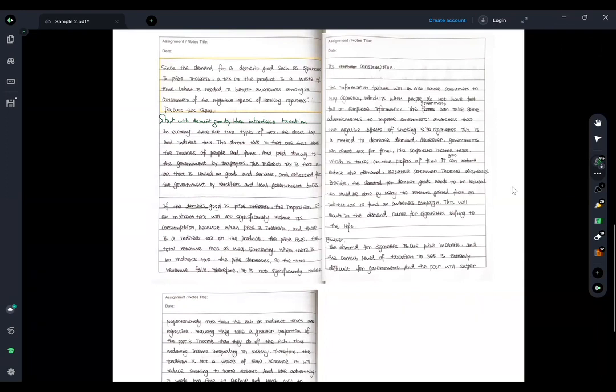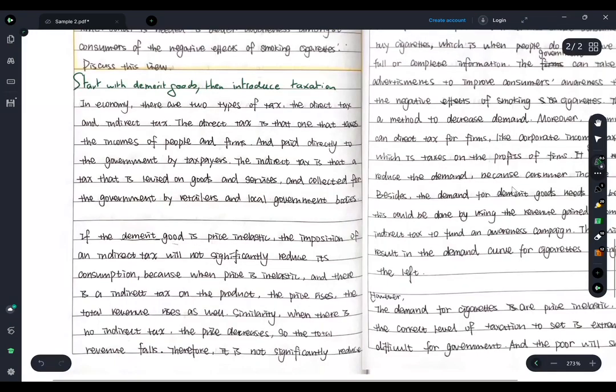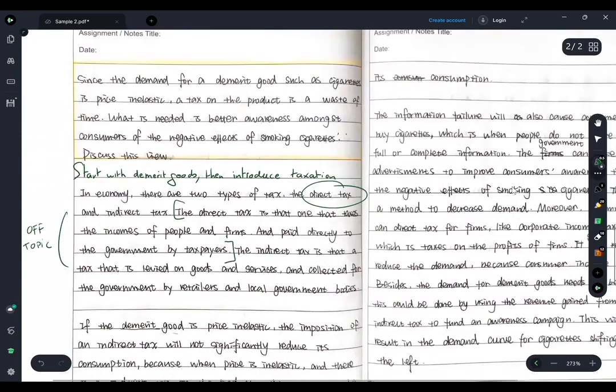Okay, so yeah, talking about direct taxes, this part is not quite useful. To me it's off topic. Clearly, because the essay question is a tax on the product, it means that we are focusing on indirect taxes. So I don't really see what's the point of talking about direct taxes here.